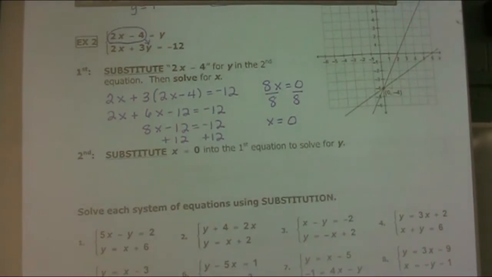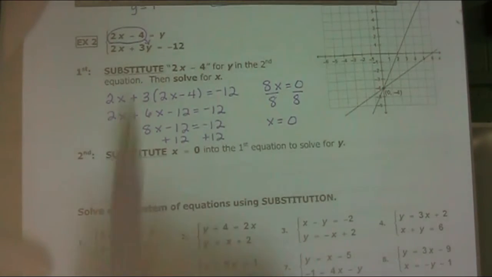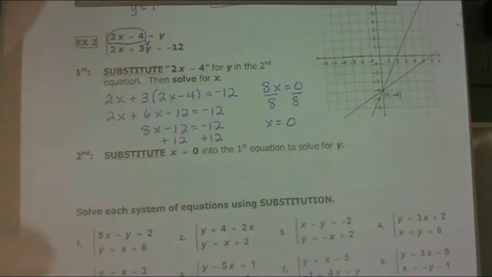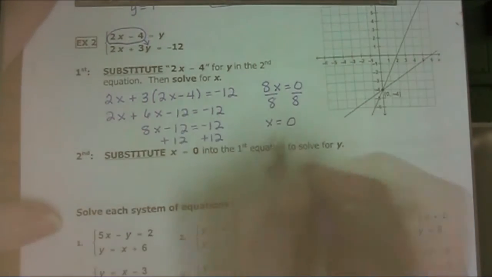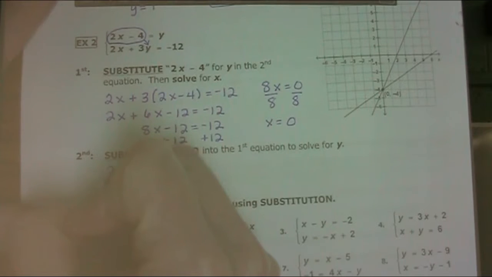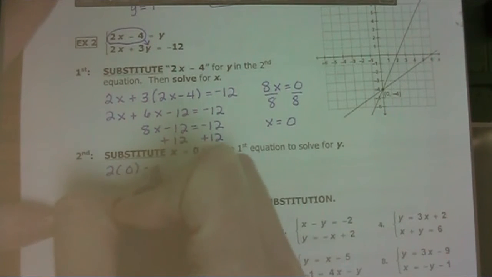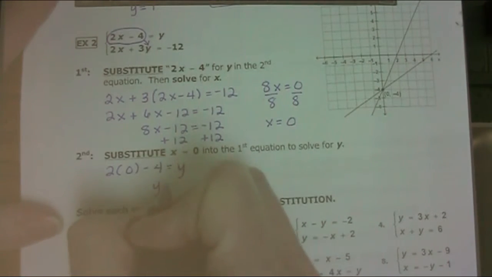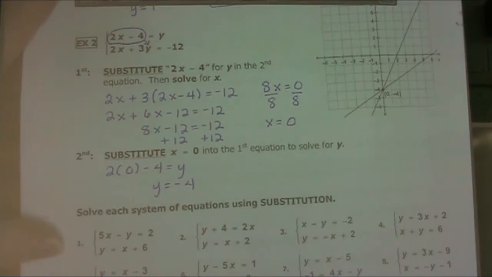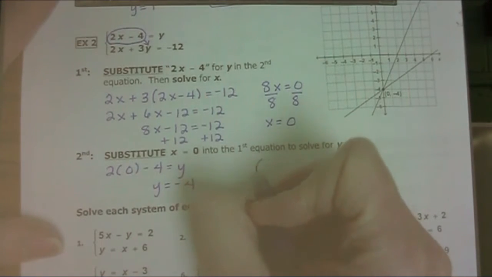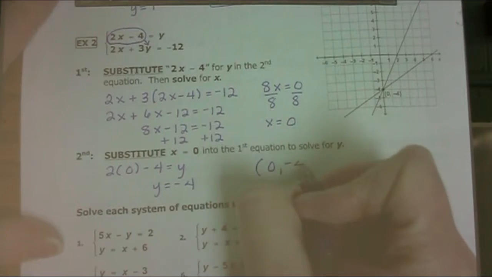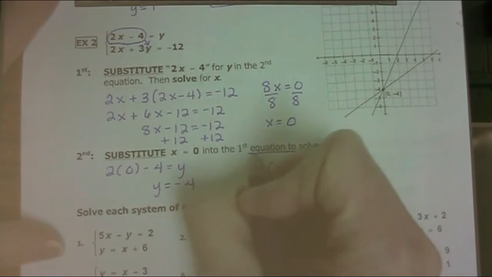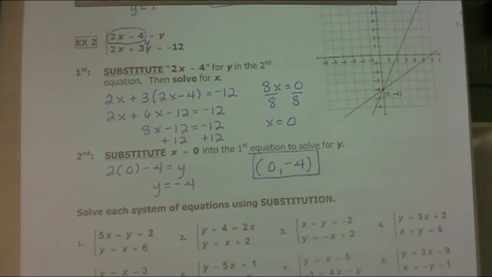And remember, you're not done just because you've gotten one answer. You've got to get both the x and the y. So now what we're going to do, go back to this equation that says y equals 2x minus 4 and plug in 0 for x. So I have 2 times 0 minus 4 equals y. And that gives me y equals -4. So my solution is x comma y, so 0, -4, in parentheses. I'll put a lovely box around it so you know that it is my answer.